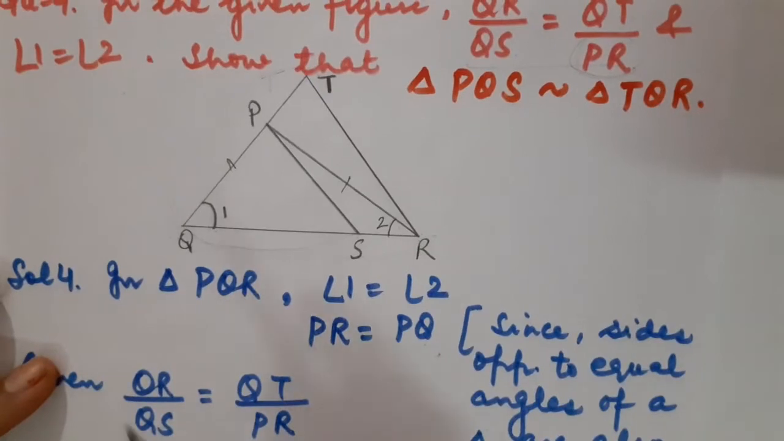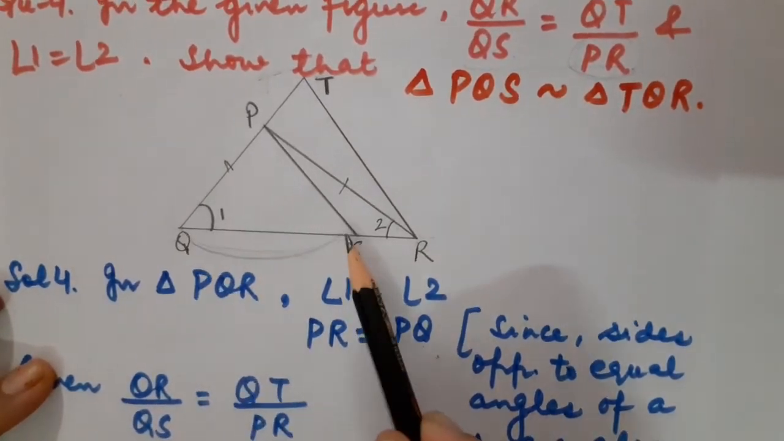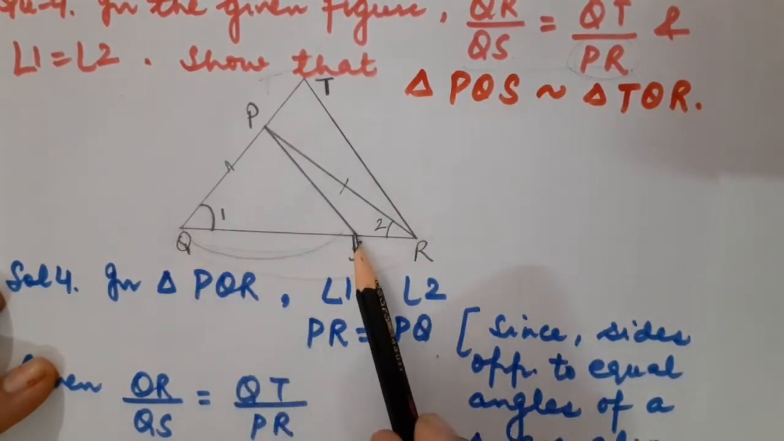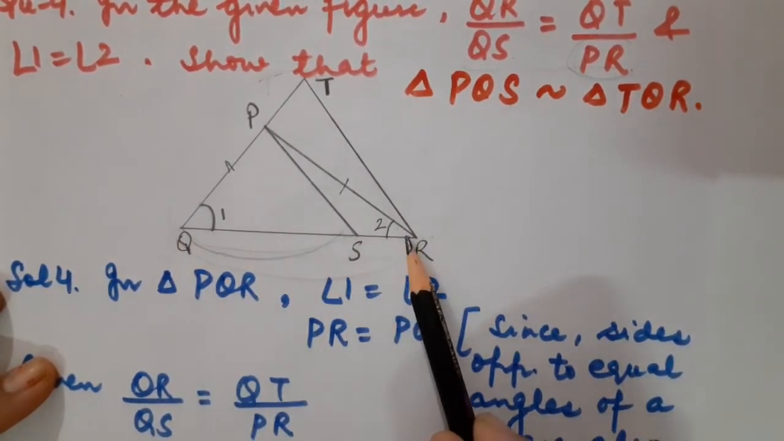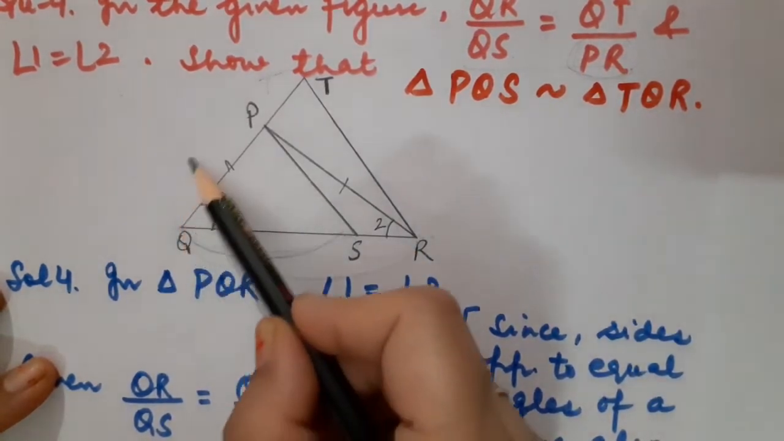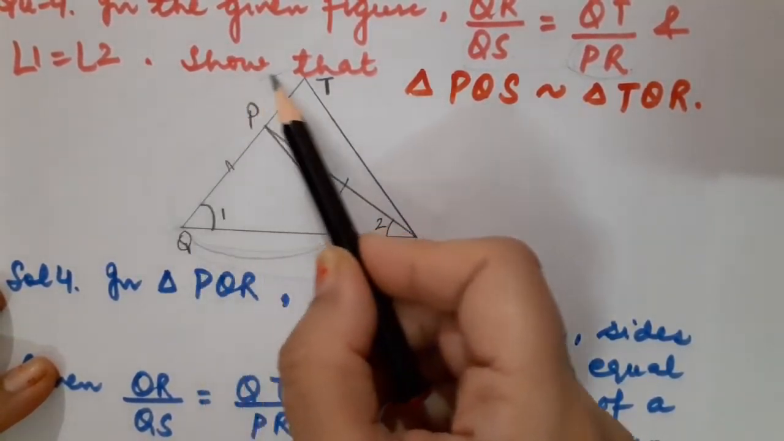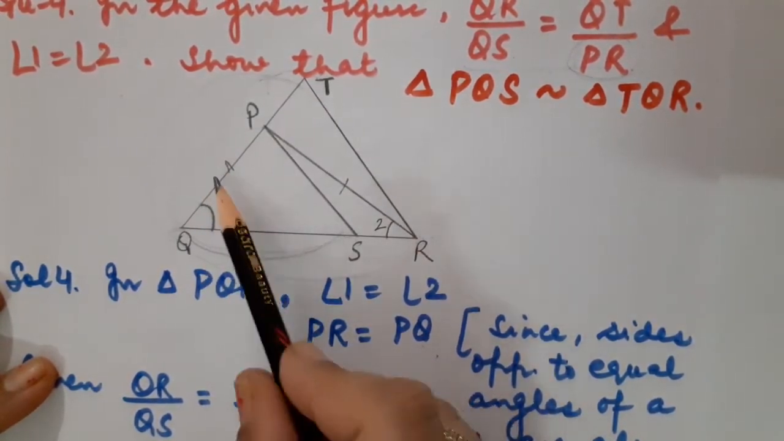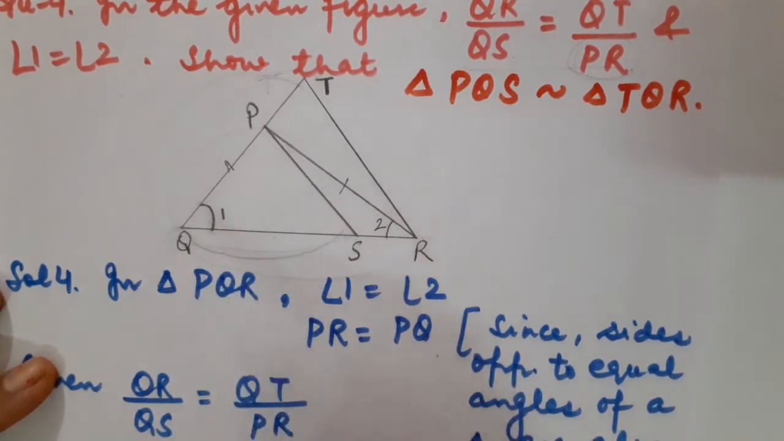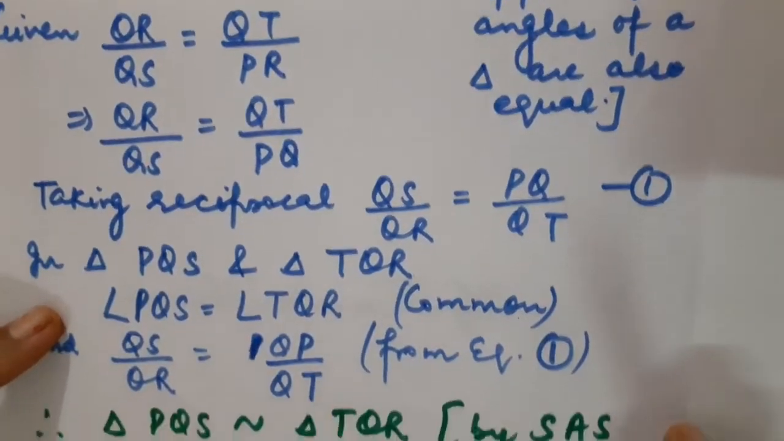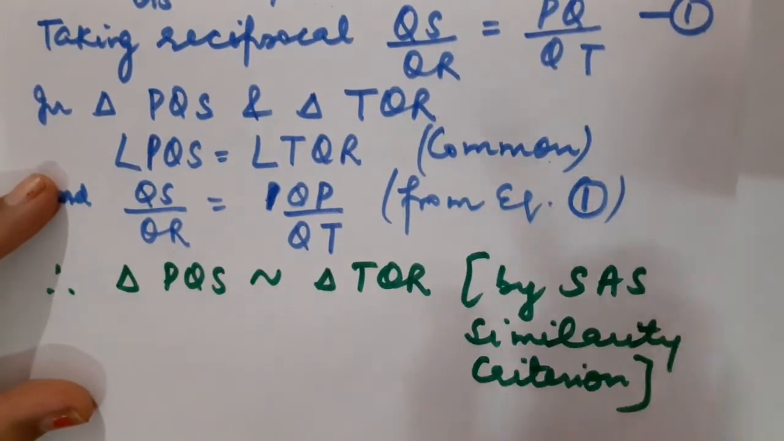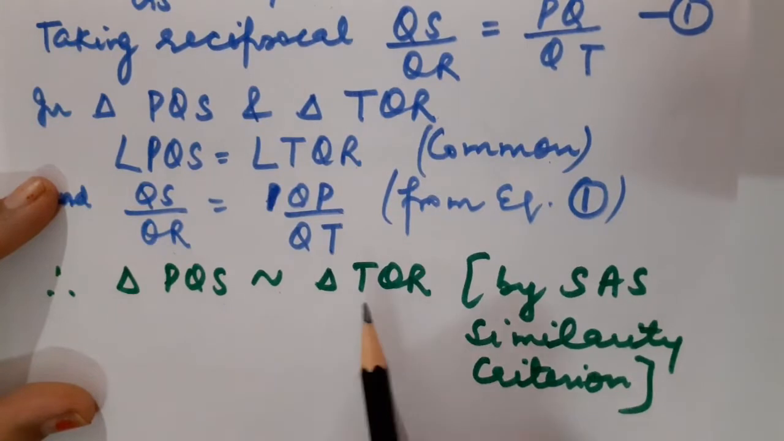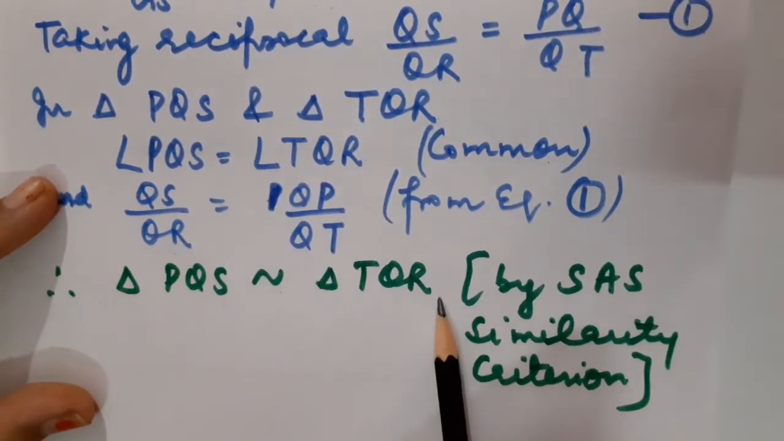Have a look. This is QS upon QR. One side is of the smaller triangle, another one is of the bigger triangle. Okay, and this is QP upon QT. So is Q an included angle of both of these sides? Of course, this is the included angle. So definitely by SAS similarity criteria, we have proved that triangle PQS is similar to triangle TQR.